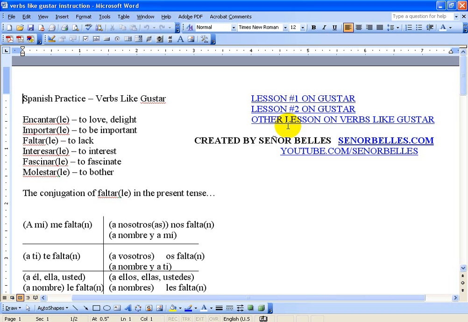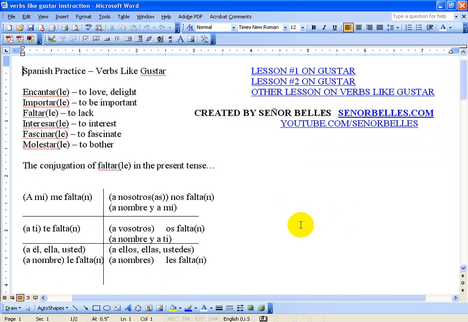These are just some more. And there are other verbs like these ones in Spanish that work like gustar. These are just 6 more that my students use, so I thought I'd give you a chance to learn along with us.